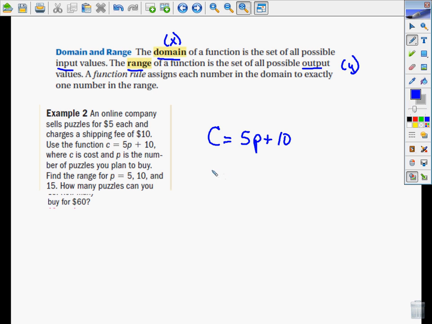So I'm going to make an input-output table. So input, output.